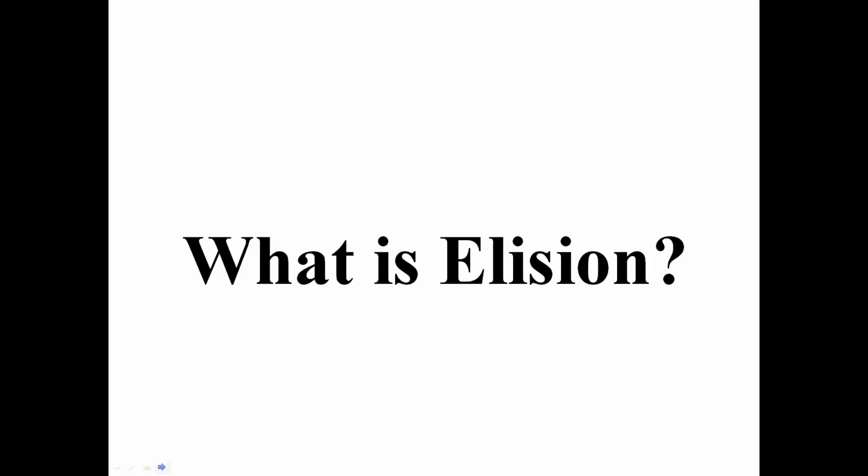Today we are going to talk about one very important feature of swift or fast communication, that is elision. Let's see what elision is. Sounds which appear in the citation forms of words can be lost in connected speech. This is a one-line definition of elision.